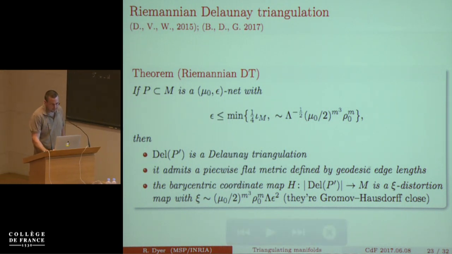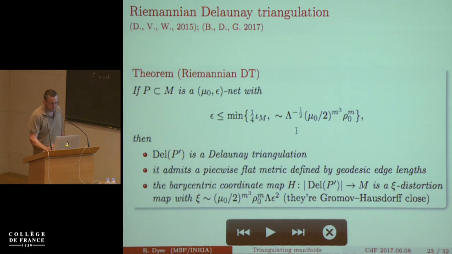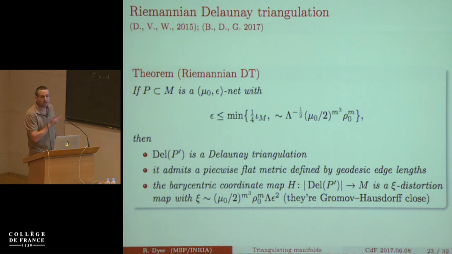perturbation parameter. So when this sampling is this dense, then we can say, okay, we can produce a Delaunay triangulation. We've got enough quality. We can define a piecewise flat metric on that simplicial complex, and that metric is close to the metric on the manifold.